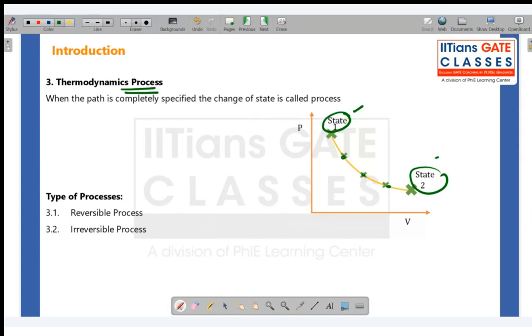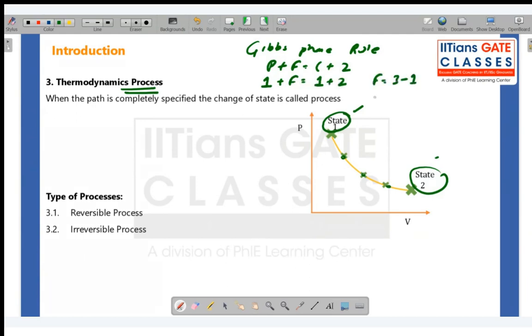Now, Abhishek is asking how many properties are required to fix the state. It depends upon what kind of system you are working in. There is a law, the Gibbs phase rule, that you use: P plus F equals C plus 2. If the phase is 1, for example only gas phase is there, and the component is also 1, then F equals 3 minus 1. So if you are working in one phase, you have to fix two properties. We have fixed pressure and volume.